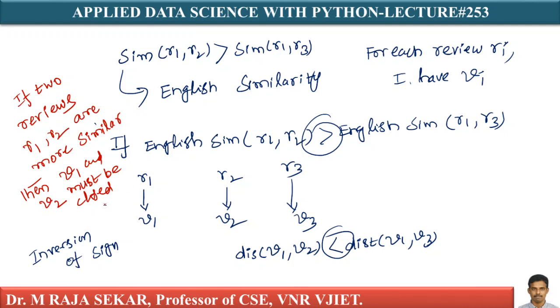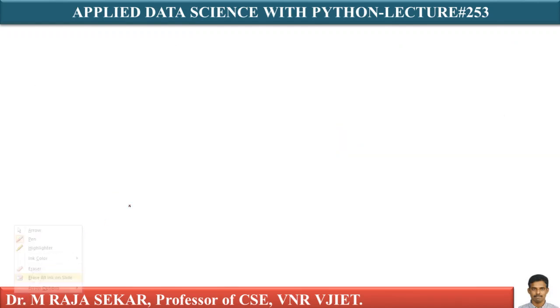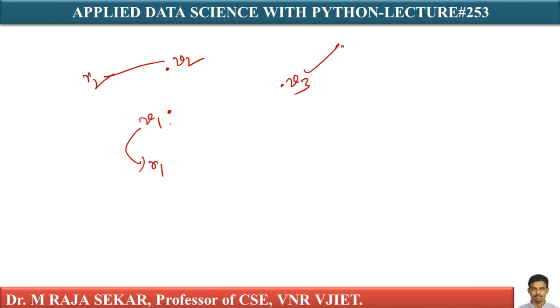Geometrically, let's assume I have 3 reviews here. Let me say this is V2, this is V1, this is review 1. For each review I have a vector. Let me say this is V3. This V1 corresponds to review 1, this V2 is the vector corresponding to review 2, and this V3 is the vector corresponding to review 3. The geometrical distance between V1 and V2 is less than the geometrical distance between V1 and V3.